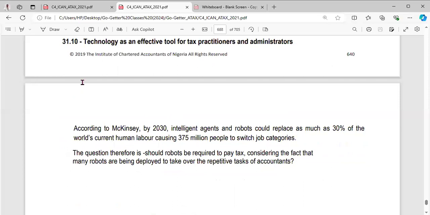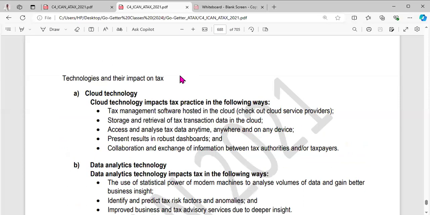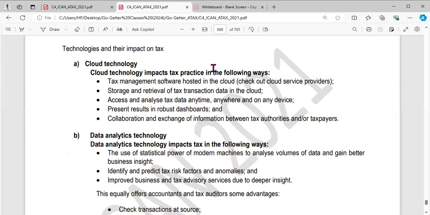Okay, technology and its impact on tax. We've talked about cloud technology, where tax management software hosted in the cloud is being used, with storage and retrieval of tax data on the cloud. Of course, it requires you to have internet. If there's internet downtime, you cannot access it. And if your subscription has expired, you can't access it.